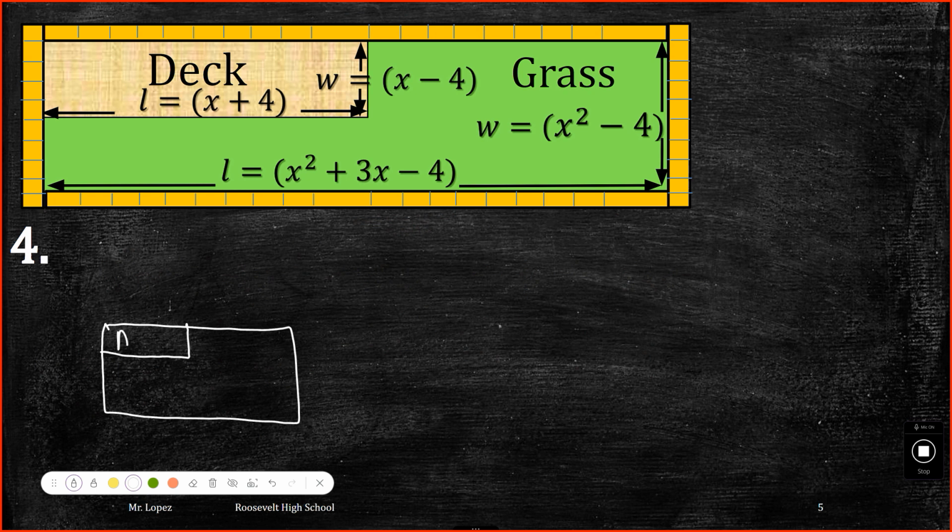This is a deck. This is the grass here. So this whole thing is going to be grass. That's the deck. And then write down the length, x squared plus 3x minus 4. The width is x squared minus 4 here. The deck, this is x plus 4, which is going to be the length. And this is x minus 4. And I'm done. That's all you really need. You need the dimensions. Okay, and here's the question.